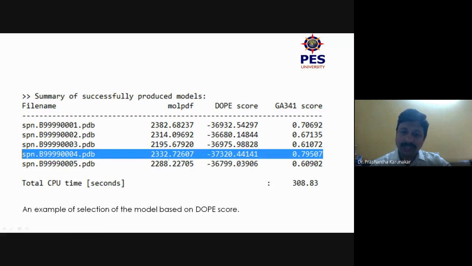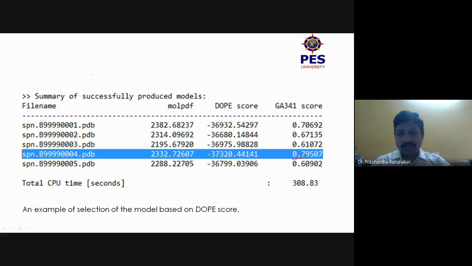And then based on the DOPE score, we take the one which has the least DOPE score, the one which is close to 1 in the GA341 score, or the one which is good with the molpdf score. The DOPE score is discrete optimized protein energy. So the lesser the energy, the better it is. So we also need to consider those.